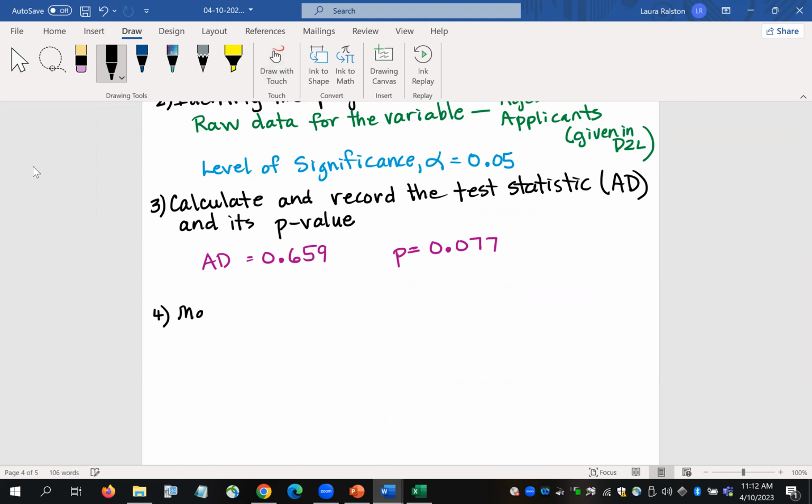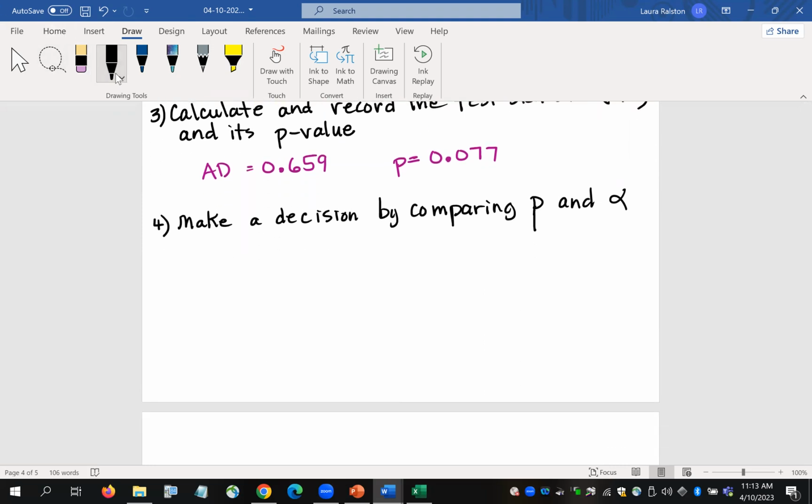Then we're going to make a decision. We always make a decision by comparing p and alpha. Again, my p-value comes from Minitab. So I have my p-value. Notice I always list it first on the left-hand side. It is 0.077. My alpha is my level of significance, which was 0.05.